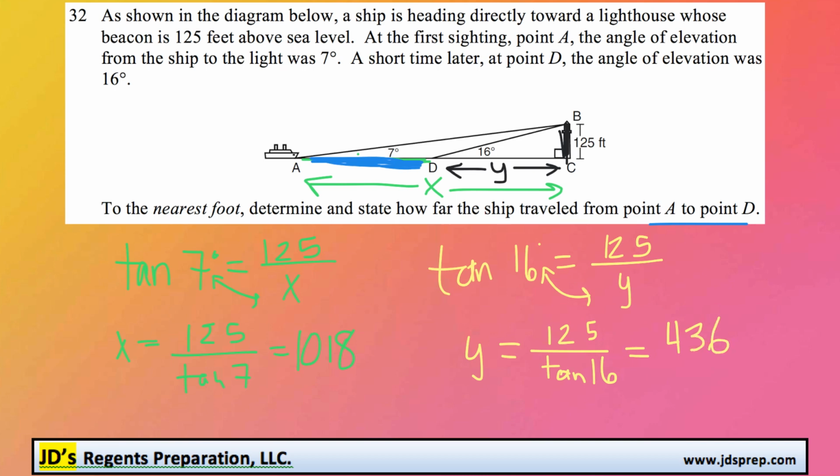All right, so we're nearly there. All we need to do now to solve for the distance from point A to point D is subtract these two numbers. So 1,018 minus 436 gets us a final distance of 582. What are the units here? Feet.